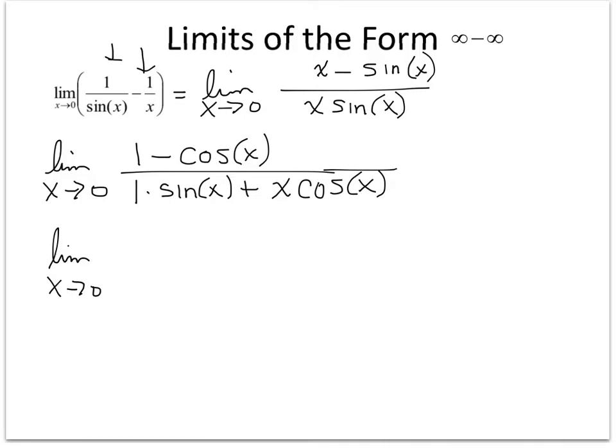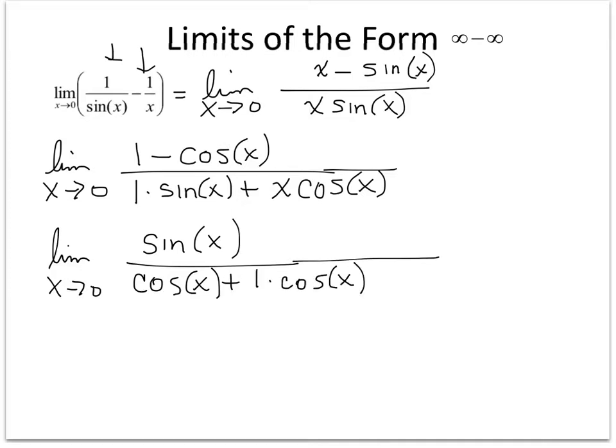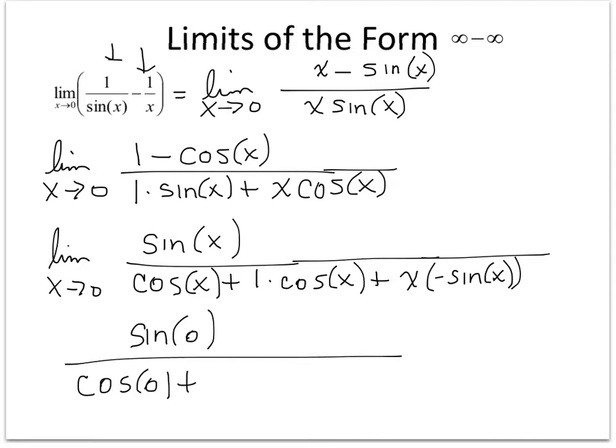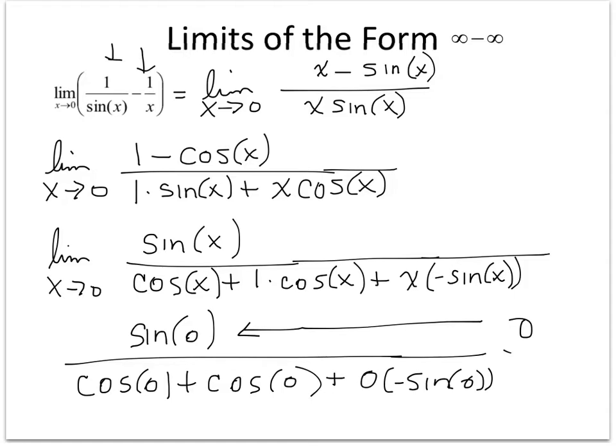So the derivative of cosine is minus sine, and that negative makes it a positive. The derivative of sine is cosine, and now I have another product. So the derivative of the first one, leave the second one alone, plus leave the first one alone times the derivative of the second one. And now if I plug in 0, I'm going to get sine of 0 over cosine of 0 plus, that's just 1 times cosine of 0. And this is going to be plus 0 times minus sine of 0. And so this piece right here becomes 0. This piece right here becomes 1 plus 1, 2, so 0 over 2 becomes 0, my final answer of 0.